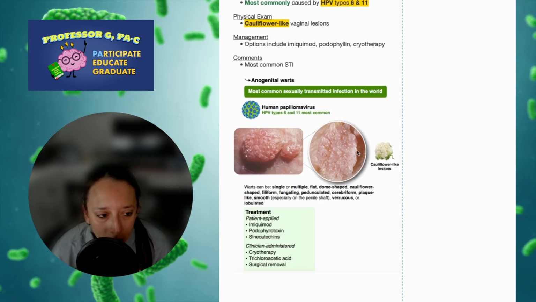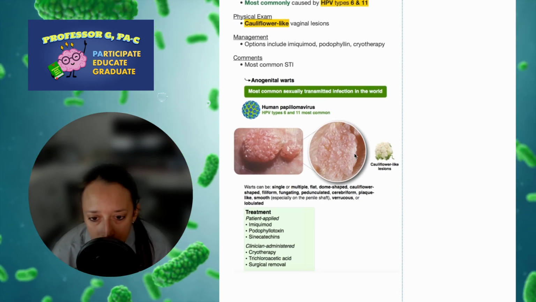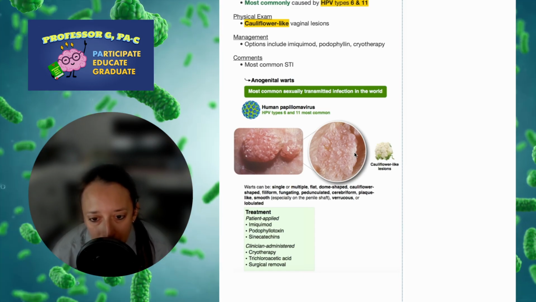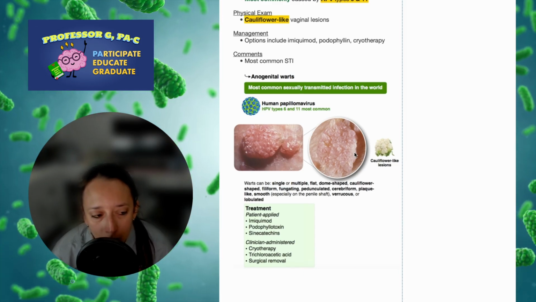So we're looking for those classic cauliflower-like lesions. Appropriate tip, condyloma acuminata, HPV type 6 and 11. They're benign, but they're still really important to treat and monitor.